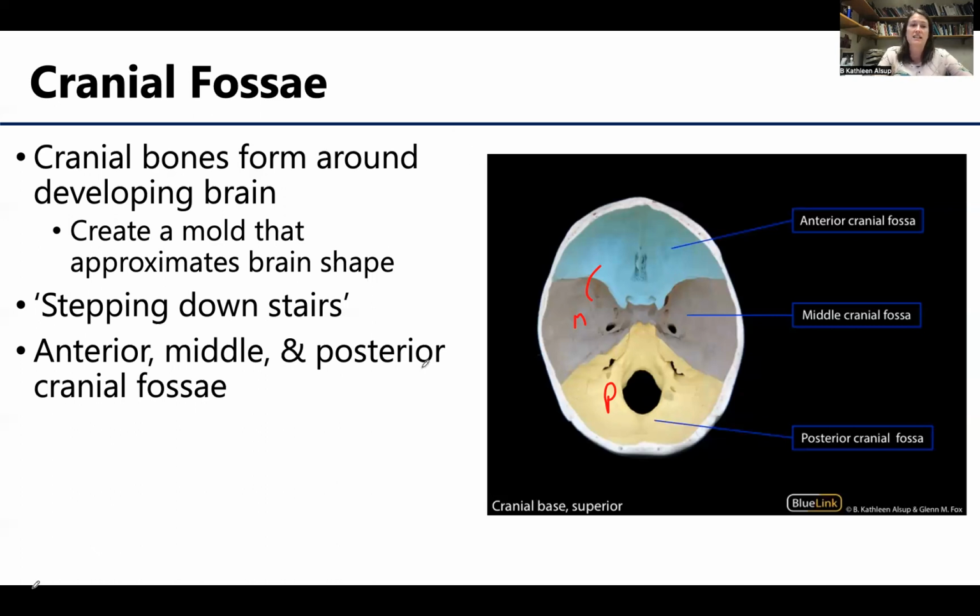And we often discuss these and compartmentalize these to help us get a handle on a lot of the foramina in these regions. So you have relatively less foramina in the anterior cranial fossa. You're certainly getting more in the middle, and then quite a few in the posterior.